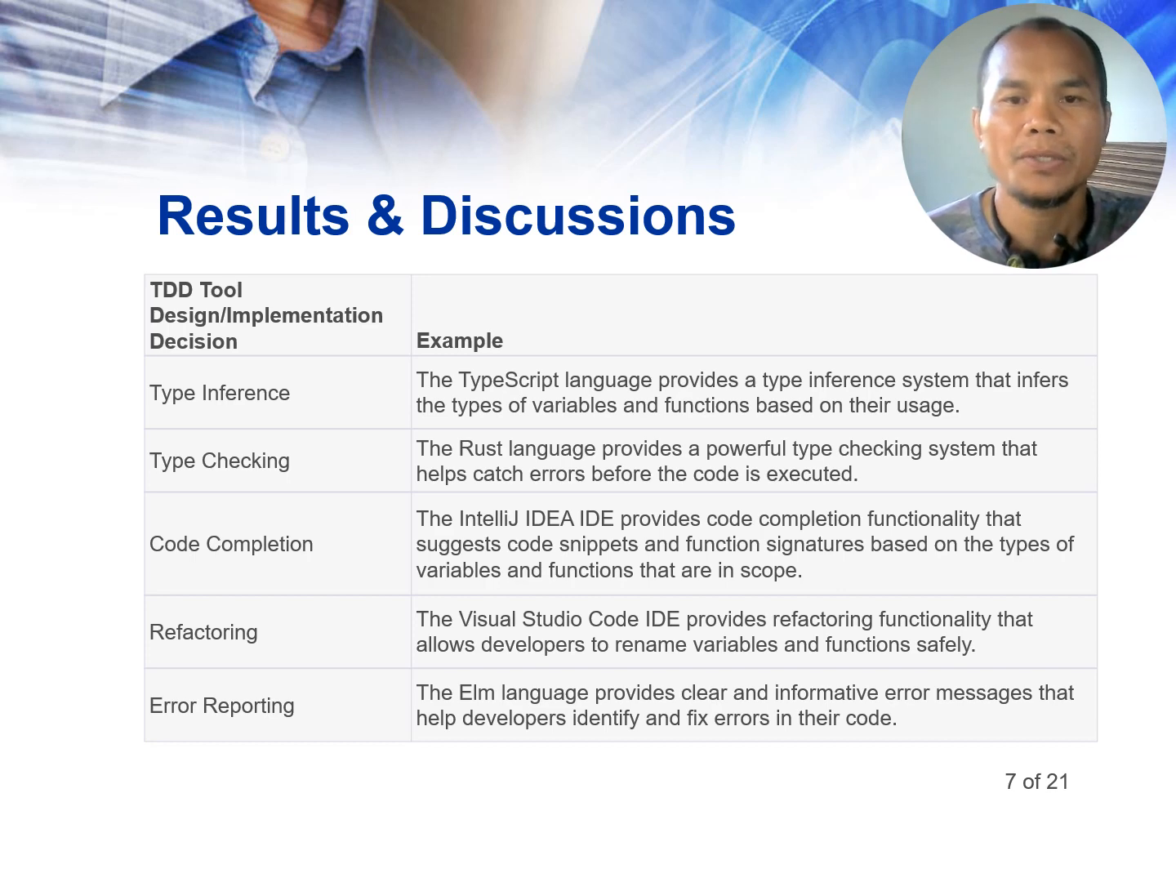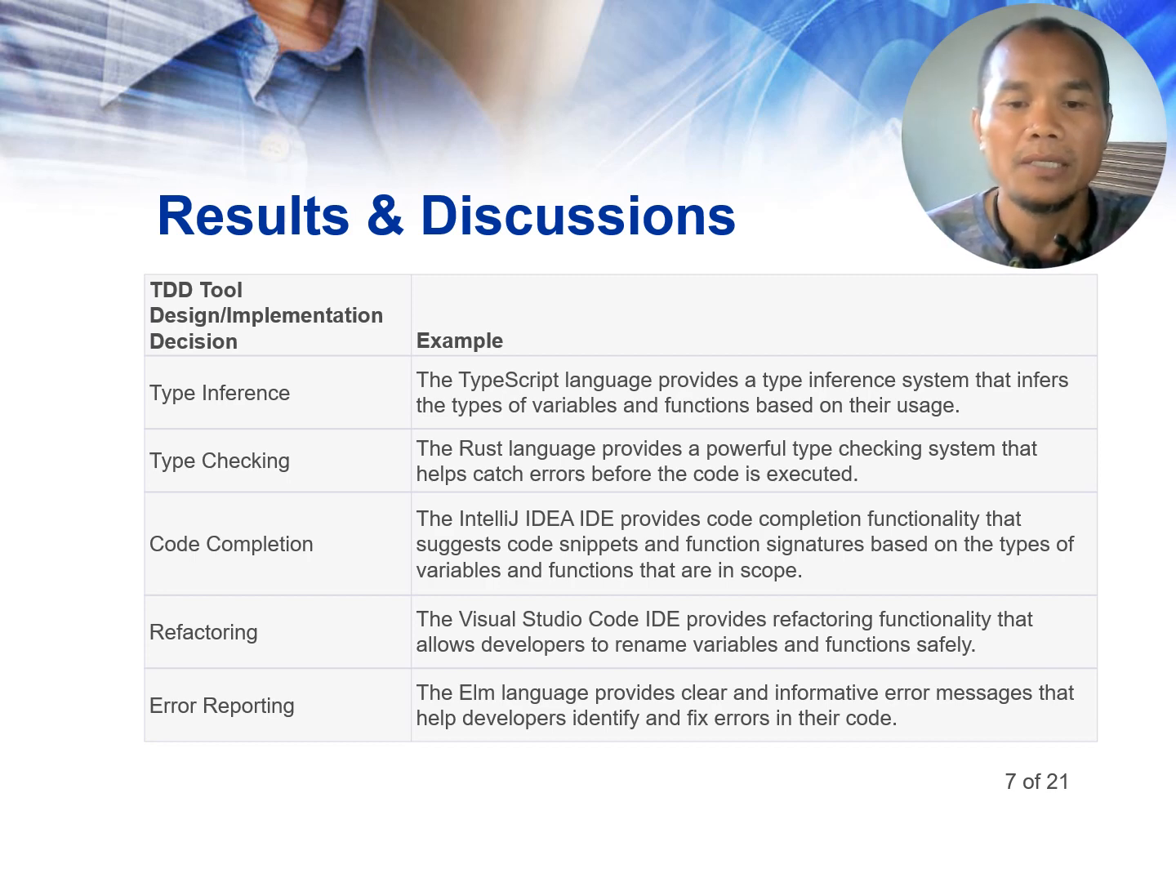For the results and discussion, on this table we have five TDD tool design implementation decisions and their corresponding examples. The first one is type inference. The TypeScript language provides a type inference system that infers the type of variables and functions based on their usage.